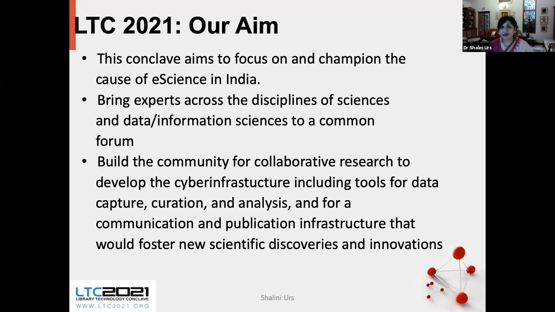So our aim here at LTC 2021 is to focus and champion the cause of e-science in India. We believe that it needs to be further strengthened in India and bring experts across the disciplines of sciences and data information sciences on a common forum. And of course, our primary objective is to build a community for collaborative research, so that, as I mentioned earlier, we are part of creating this cyber infrastructure and also develop tools for data capture, data analysis, etc., so that we can foster new discoveries.